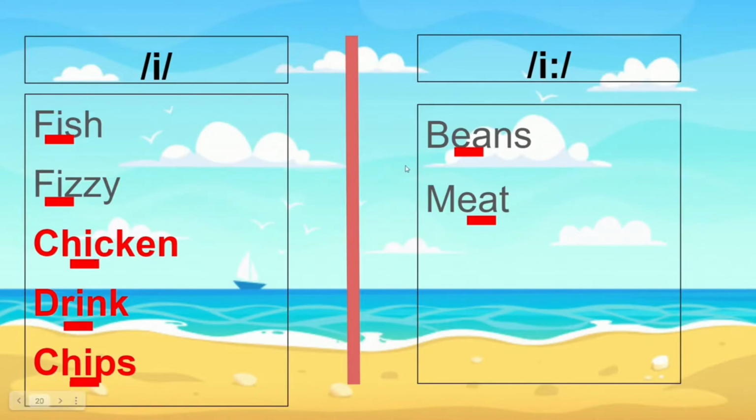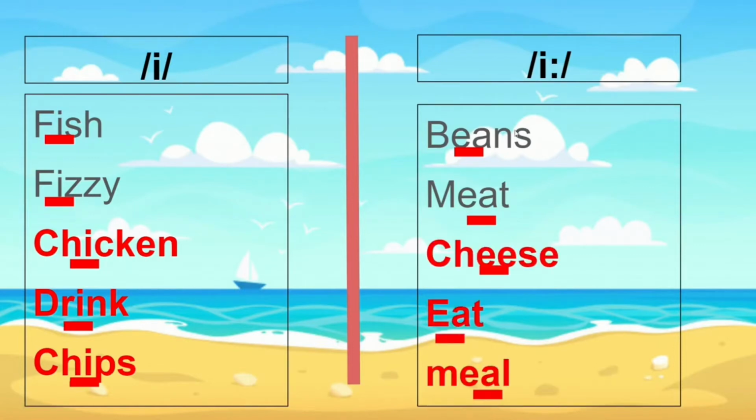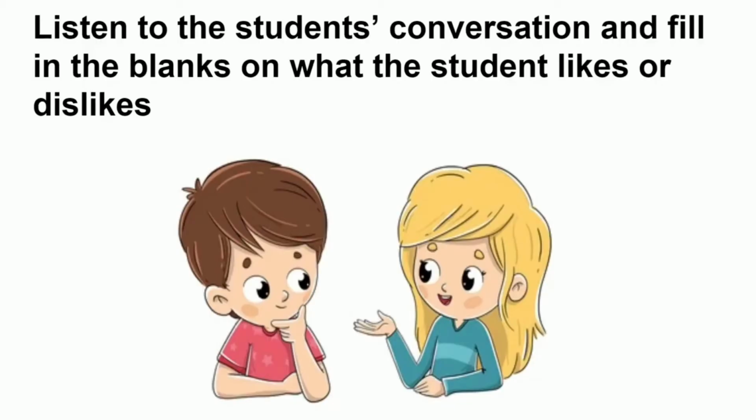How about the long vowel I with a colon? We have beans, meat, cheese, eat, and meal. Did you get all the answers correctly? Now let's move on to the next activity.